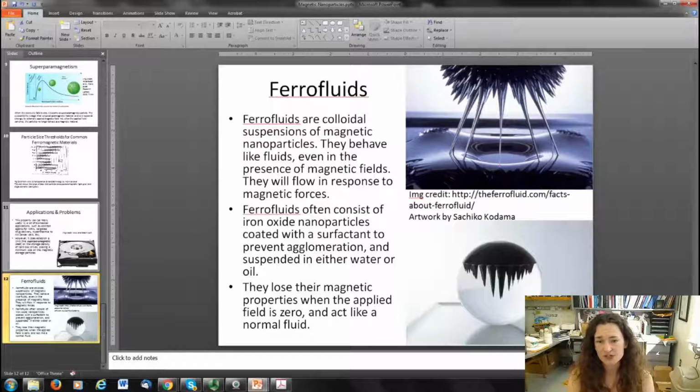Now, ferrofluids often consist of iron oxide nanoparticles coated with a surfactant to prevent agglomeration, and then they're suspended in either water or oil. They lose their magnetic properties when the applied field is zero, and then they act like a normal fluid.